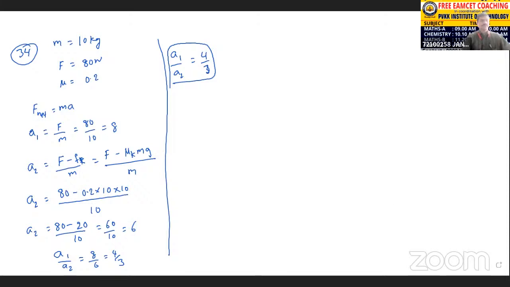Problem number 35. First we find the normal reaction. Normal reaction N is equal to mg. M is equal to 20 kg, G is equal to 10. So N is equal to 200. The coefficients of friction are given: mu s is equal to 0.4 and mu k is equal to 0.3.